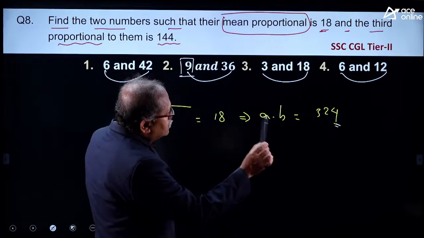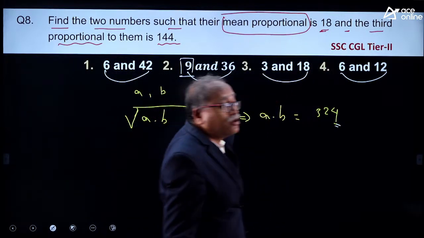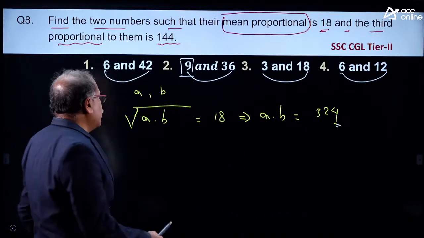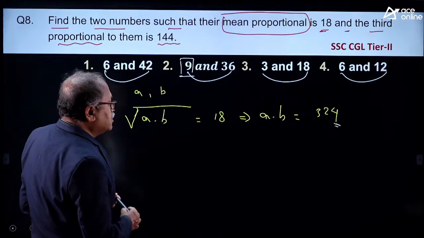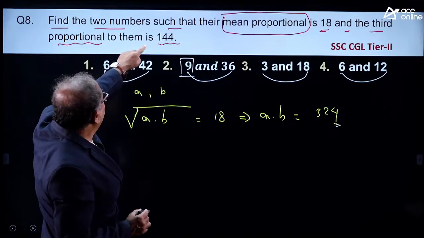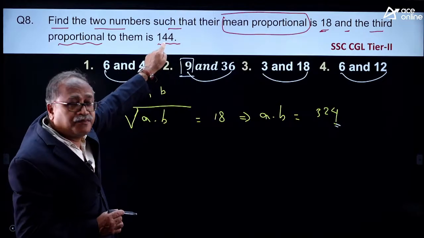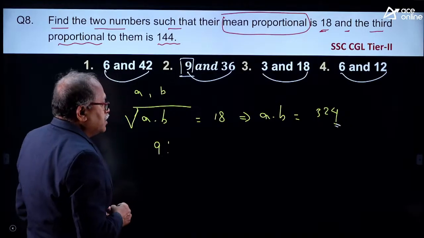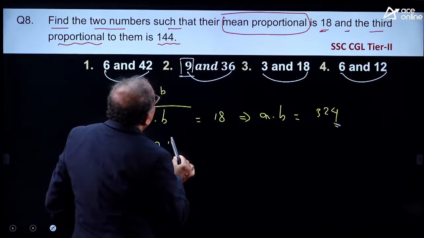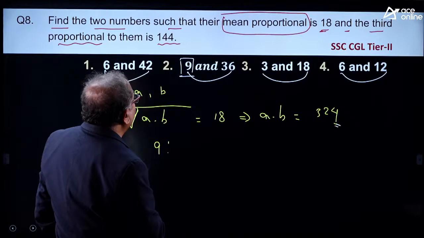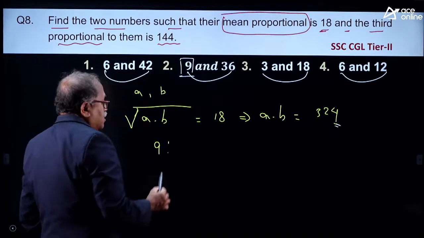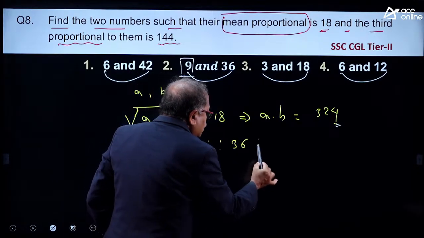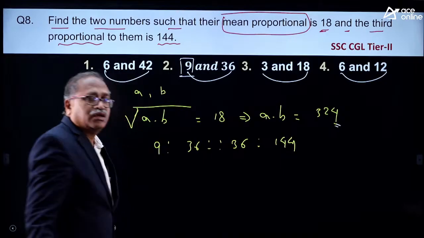I have not designed these options, this was an exam question. But if I have to go one more step, then look at this part over here. The third proportion is given to us as 144. So it means 9 is to 36, proportionate to 36 is to the third proportion, which is given here as 144.